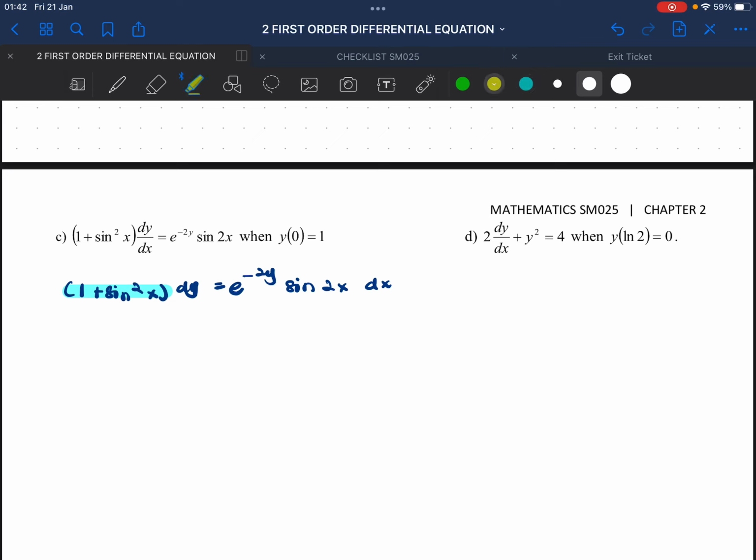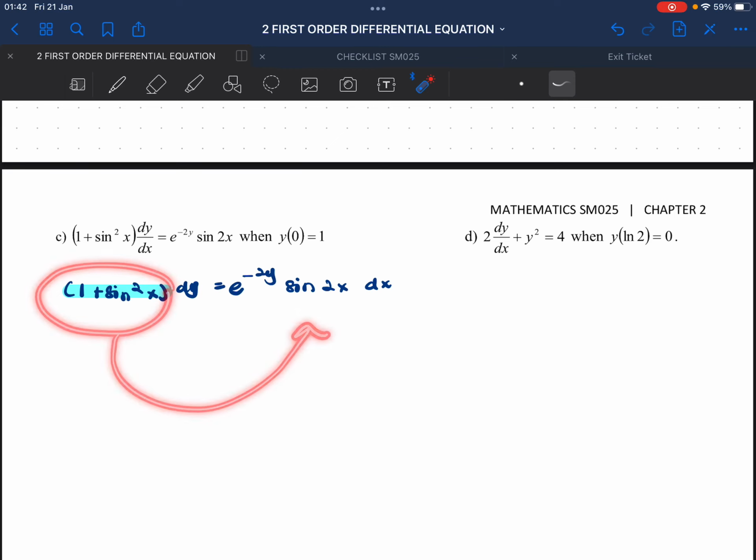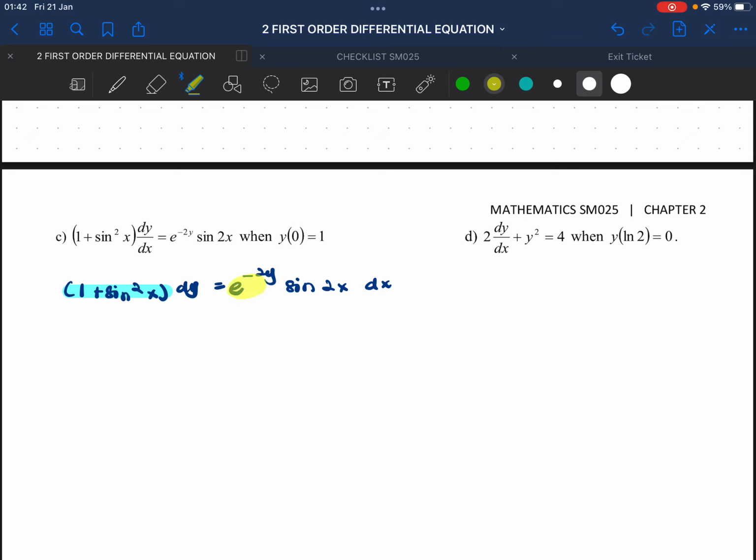Okay, so what we can do here is move everything to the other side. So it will become division. And here is your y expression. So this one needs to move to the other side, the same thing, it will become division. So 1 over e negative 2y, we write negative 2y dy. Here we have sine 2x over 1 plus sine square x dx.